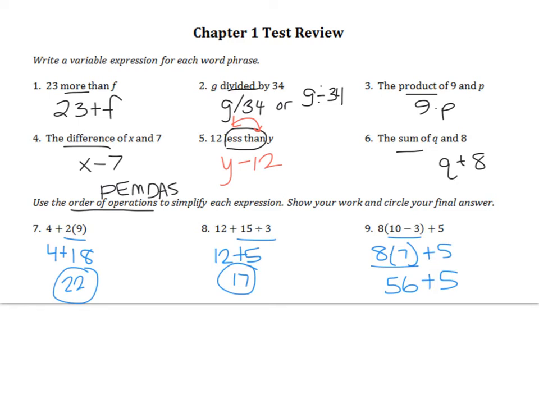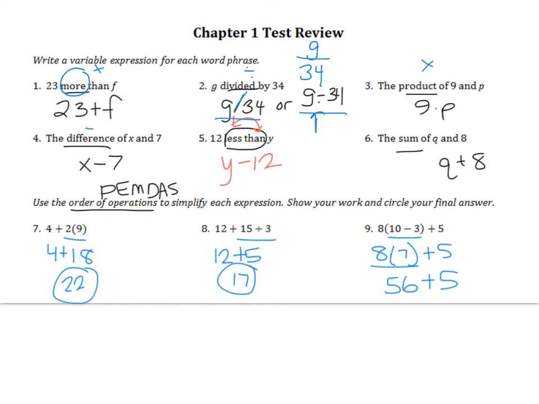Okay, here are the answers for 1 through 9. For 1 through 6, make sure you know these words. More means plus. Divided by means divided. You can write division 2 ways, actually 3 ways. You can write it as g over 34, g divided by 34 this way, or use the division symbol right here. The product means multiply.